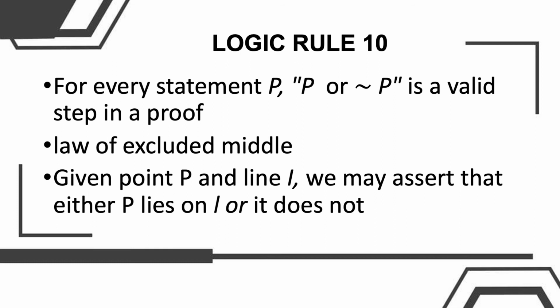So, given, let's have this example. Given point P and line L, we may assert that either P lies on L or it does not. So, dalawang pwede natin pakita. It's either P will lie on L or P will not lie on L. So, dalawang bagay. Parang yung kanina, it's either uulan ngayon or hindi uulan ngayon. Isa sa mga yon totoo. So, yun yung sinasabing law of excluded middle. Wala tayong neutral dito. Kaya excluded middle, wala yung neutral portion. So, it's either mangyayari ito or yung isa. So, ganun yun. Hindi pwedeng parehong mangyayari. Ayun.